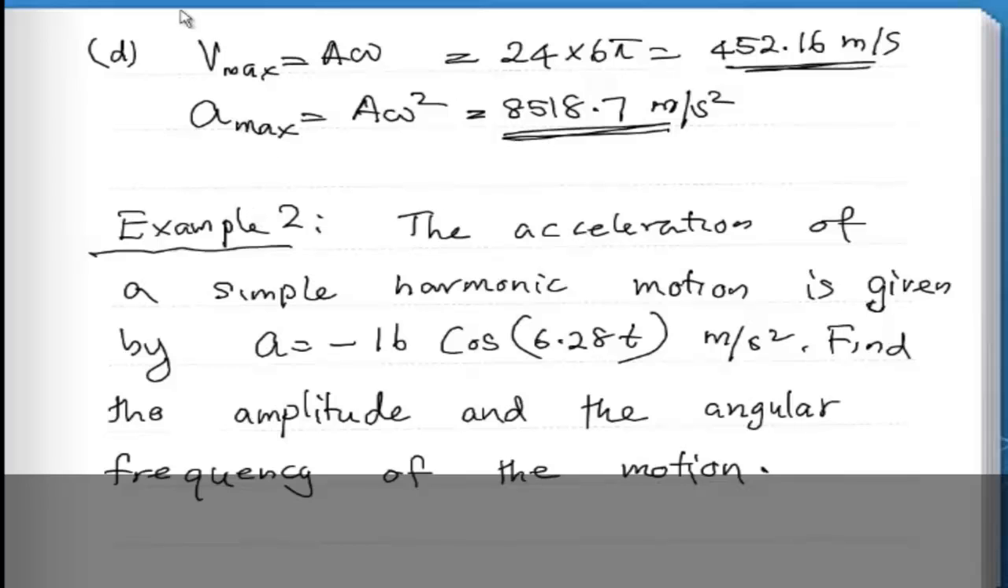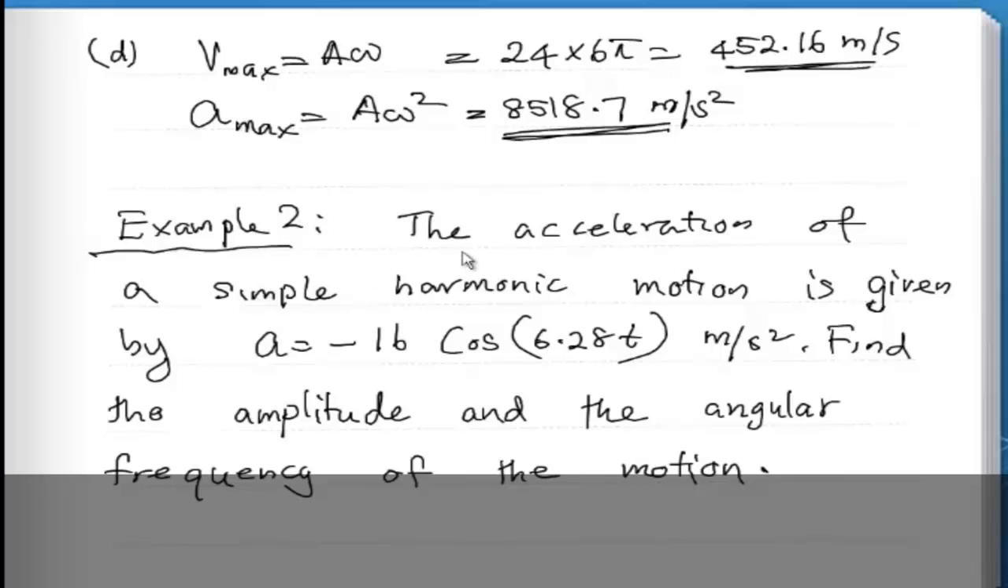The last question is to find the maximum velocity and the maximum acceleration. Maximum velocity is A times omega, so that's 24 times 6 pi, 452.16 meters per second, and the maximum acceleration is A times omega squared, and that becomes 8518.7 meters per second squared.